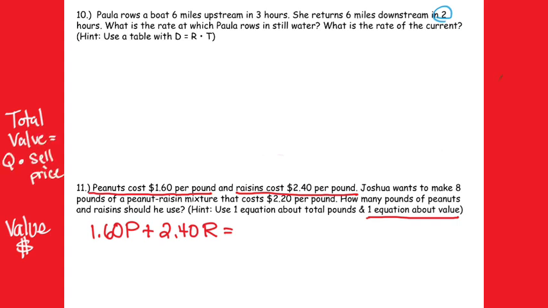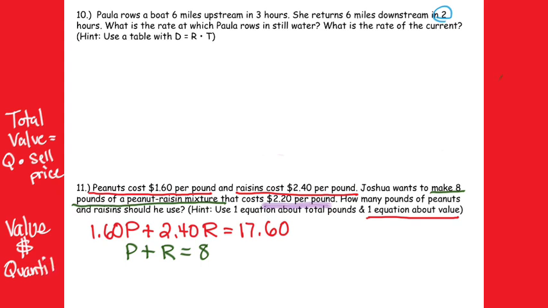The total value is the quantity times the selling price, right? This new mixture is 8 pounds, but what are we selling it for? We're selling it for $2.20 a pound. So actually, our total value is $17.60. Then we write another about the quantity, and the quantity is peanuts and raisins for a total of 8 pounds.